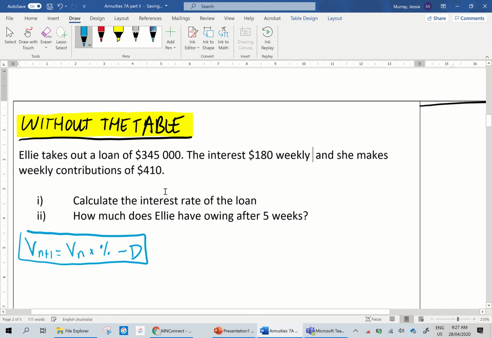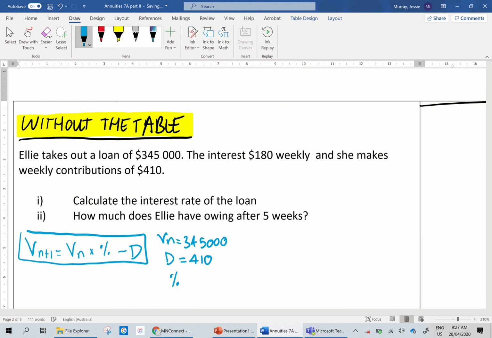So things you can do straight away, over on the side, is V_0 equals $345,000, D equals 410. And what you need is what the interest rate is. Okay, so this time it says part 1, calculate the interest rate of the loan. So it's just asked in a slightly harder way, but doesn't matter. The interest she pays is $180 per week.